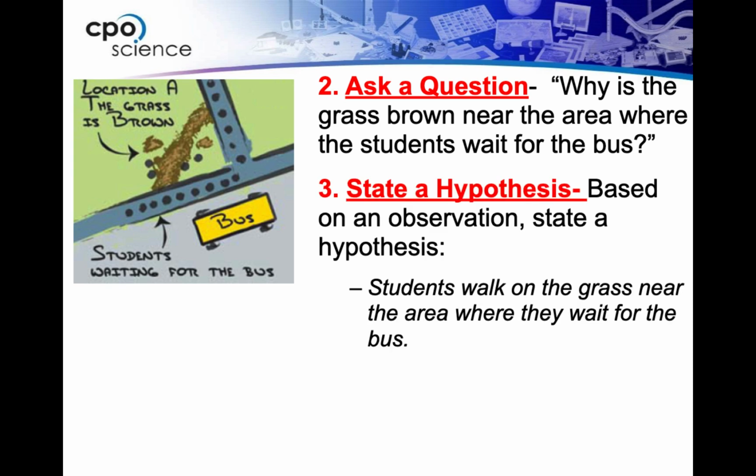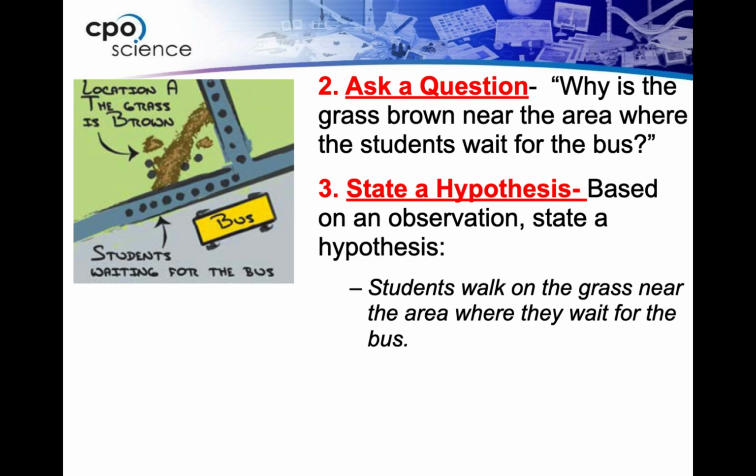Then I'm going to make that educated guess. So I made observations, I asked a question, I'm going to make an educated guess. So Sam's going to make an educated guess, our hypothesis. He is going to guess students walk on the grass near the area where they wait for the bus. Remember, when we write a hypothesis, it's written as fact. We do not include "I think." It's just written as a factual statement. Remember, a hypothesis is an educated guess.